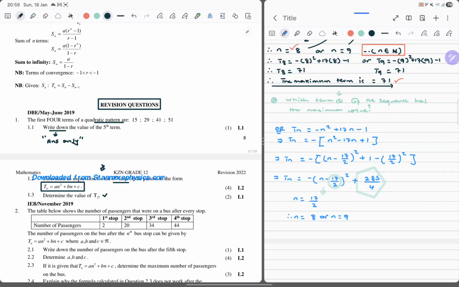Again, understanding that this is a quadratic. Now, what we can do, we can actually take the n value and substitute here, or take the n value and substitute into the original. It's not a problem. Or we do that, substitute in there, or we take it into the original. Right, so that would work because we would see that Tn here is 71. Therefore, we answer the question, the maximum term is equal to 71.